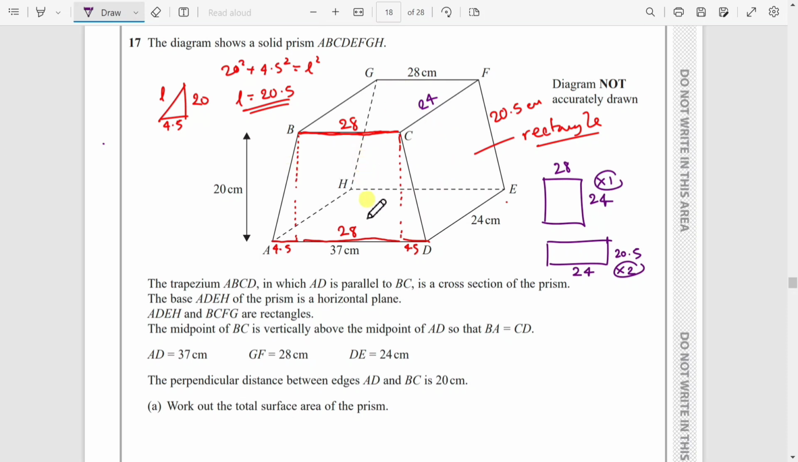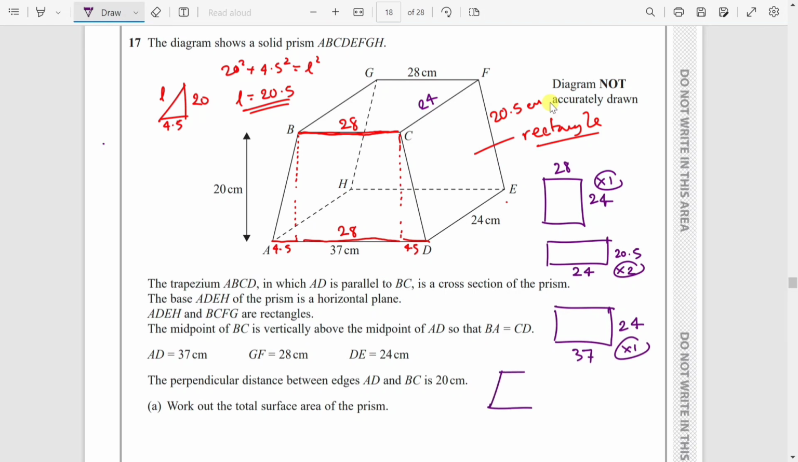There's also the rectangle base on the ground. That's 37 across, 24 up. There's only one of them. So it should be 6 faces altogether, yeah? And what else do we have? You've also got the trapeziums as well. Okay, so front and back.